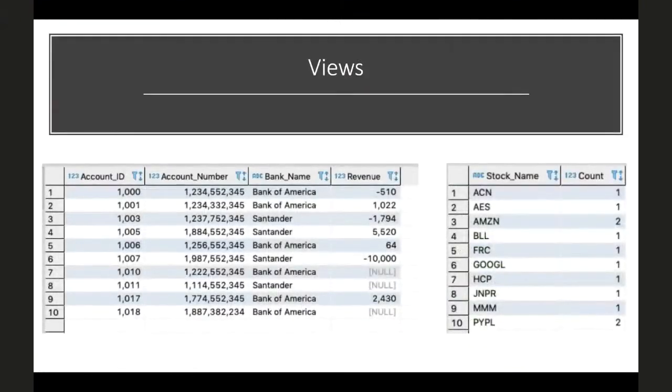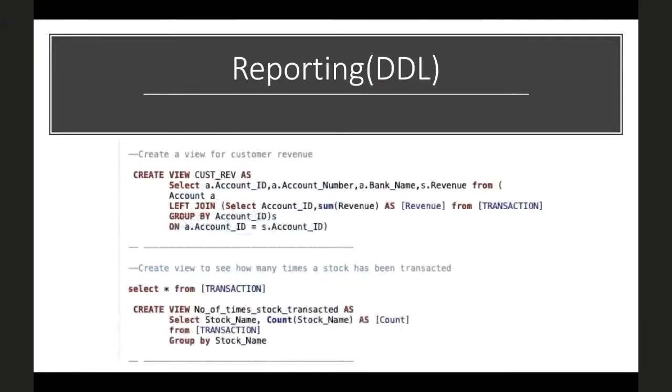Here we created 2 views. These views are very helpful for reporting purposes. In the first view, we can see account ID, account number, bank name, and revenue. These are taken from 2 tables, which are the account and the transaction table. For the second view, you can see the stock name and the count of each stock. This basically tells us how many times the stock has been bought or sold in the transaction table. And we have used these DDL commands for reporting purposes.